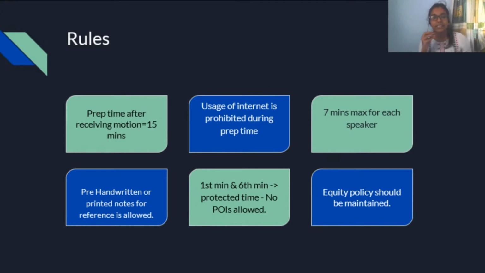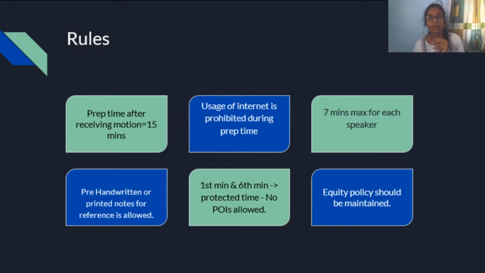Sorry, the rules. After receiving a motion, you and your partner will be given a preparation time of 15 minutes. In these 15 minutes, you will be breaking down the motion, getting to the crux of it, building relevant cases along with analysis, and also deciding which role to take. That has to be done within the given 15 minutes. The next rule is that usage of internet is prohibited during prep time. If we catch you using your internet or mobile phones, you will be disqualified from the tournament. So please make sure you don't do that.